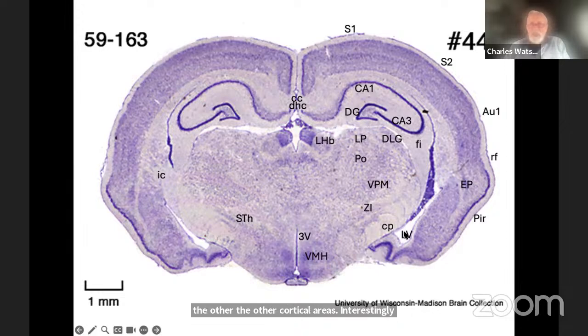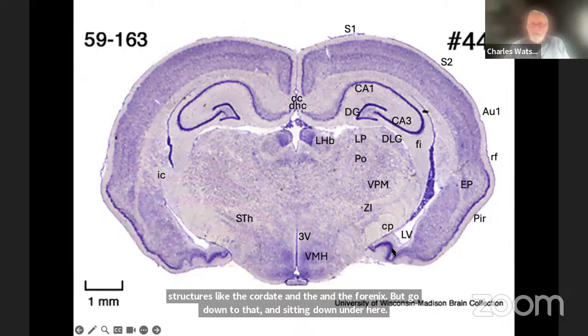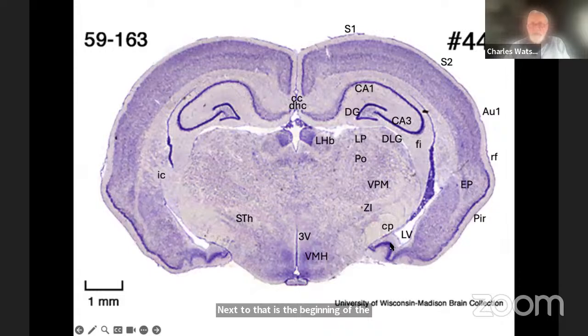It's one of these C-shaped structures, like the caudate and the fornix, that go down to that and sit down under here. Next to that is the beginning of the hippocampus, the ventral part of the hippocampus, which is in the temporal lobe. In humans, nearly all the hippocampus is located in the temporal lobe, whereas in most other mammals, most of it's in its original position, where it would normally have been connected with the neocortex, but the corpus callosum cuts the two of them off.